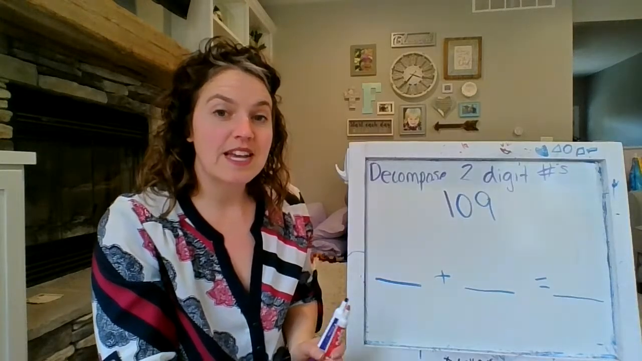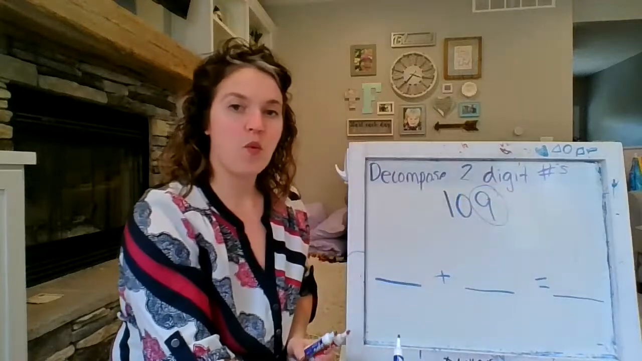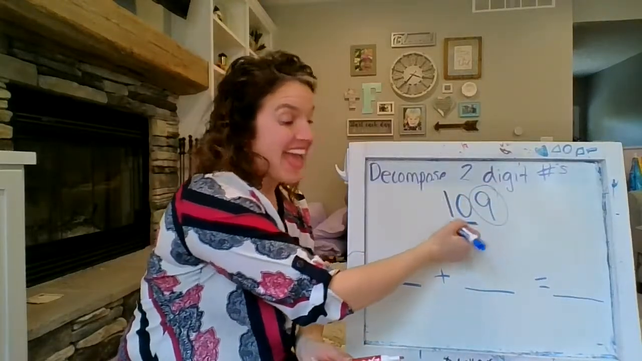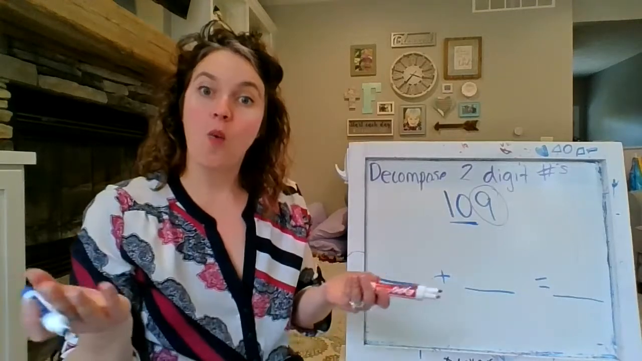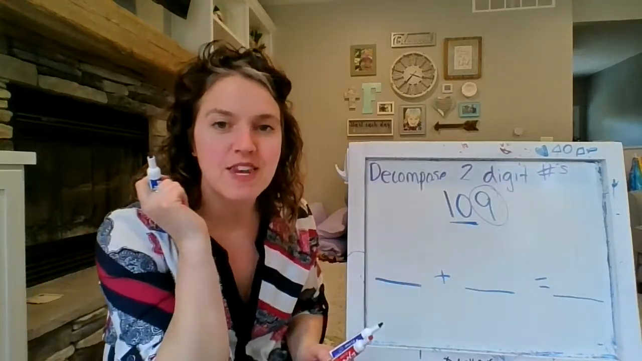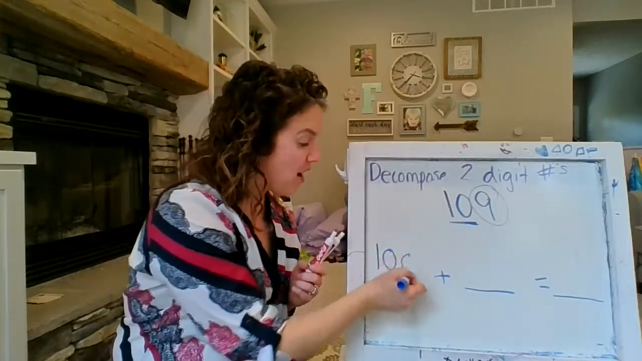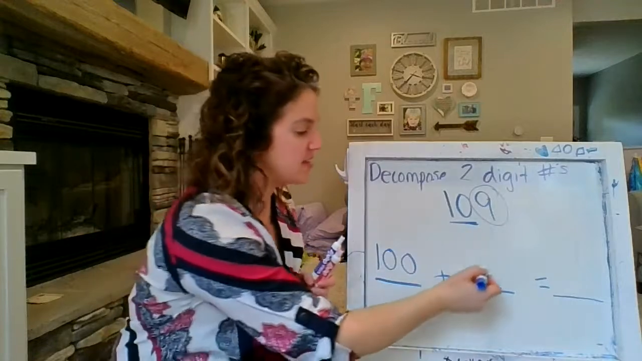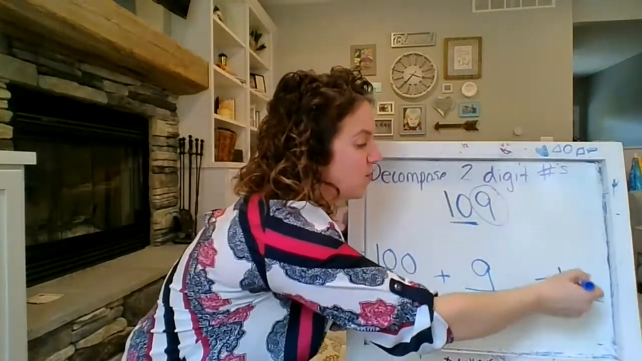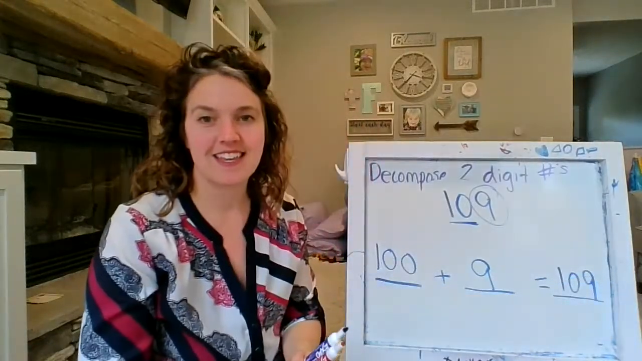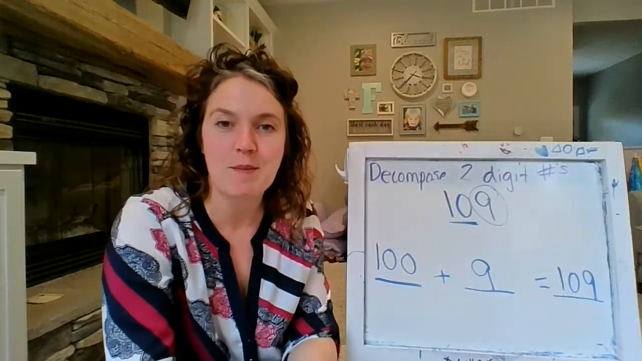So this number is 109. And here's my 9 ones, and here's my 10 groups of 10. 10 groups of 10 is 100. We hear that when we say the number 109. So I'm going to write 100 plus 9 equals 109. All right, awesome job today decomposing 2-digit numbers.